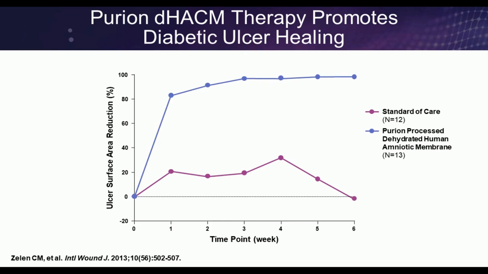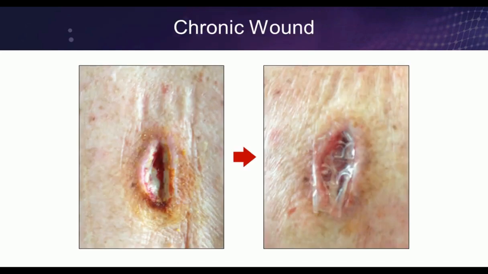Vertical axis shows percent surface area reduction. So complete healing is at 100%. 0 is at the beginning of the ulcer, completely open. And standard of care is the purple curve on the bottom. And you can see over the course of the 6-week study that the PBA allograft-treated wounds healed significantly faster, earlier, at all these different time points.